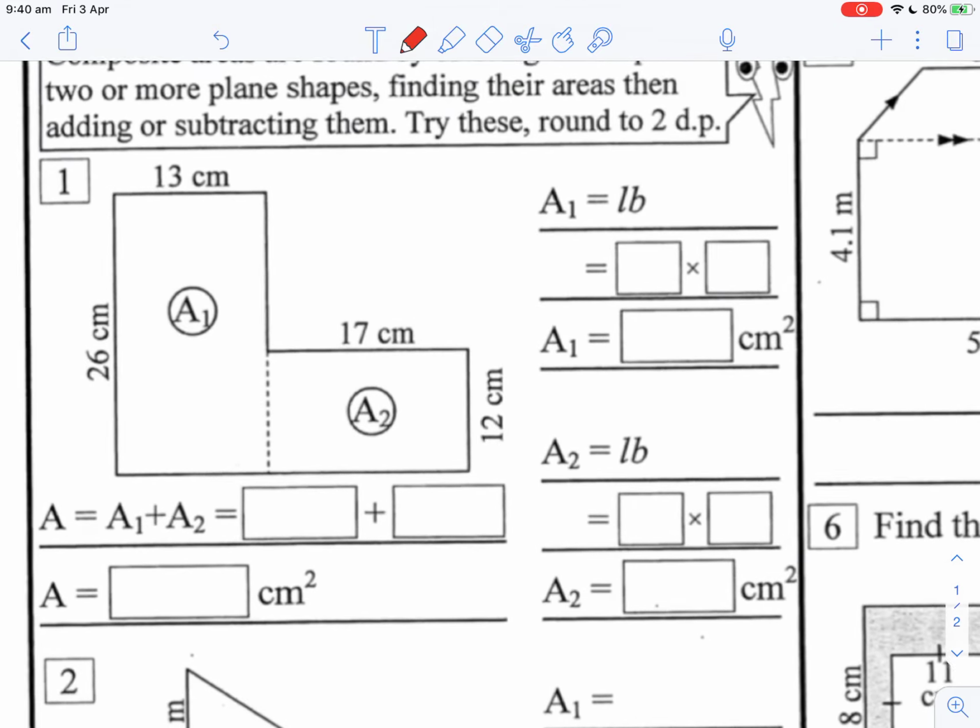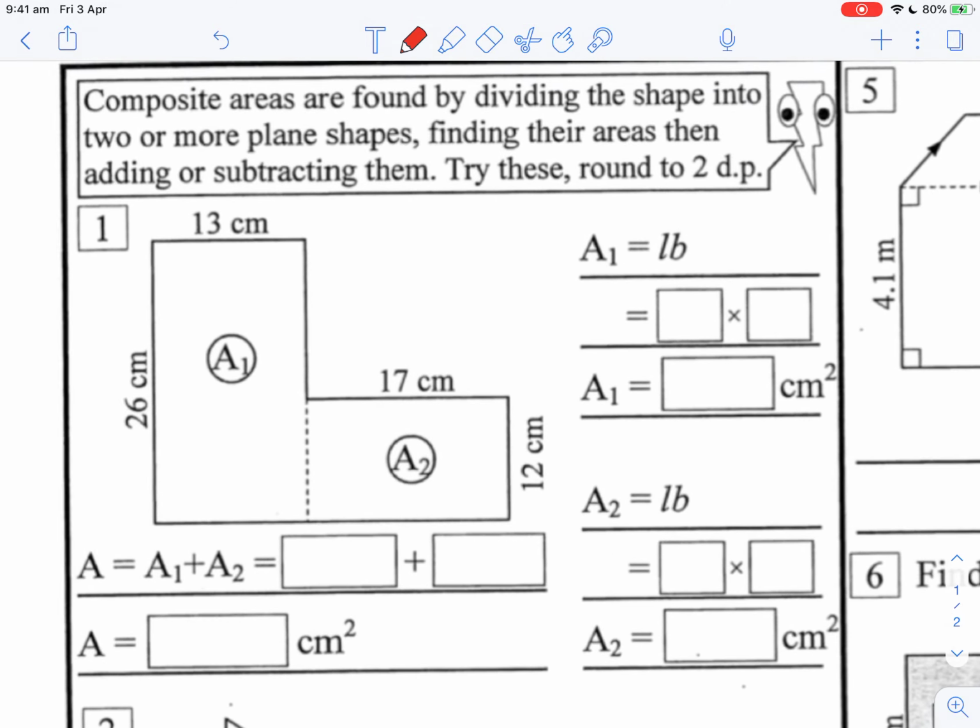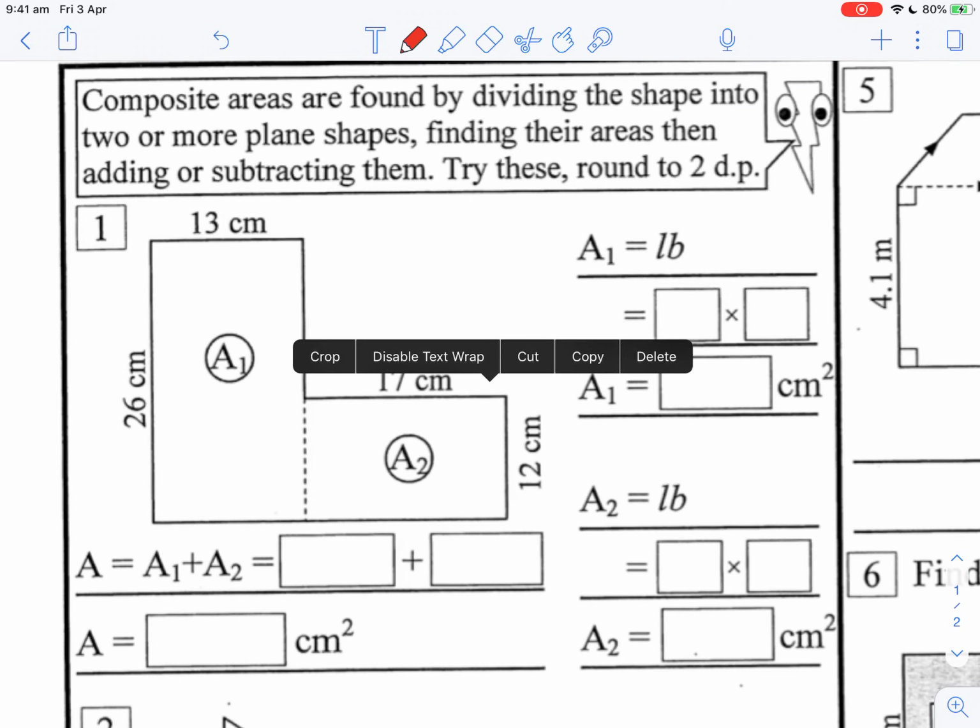Sometimes these worksheets are a little bit messy the way that the author likes you to set them out. I don't actually care how you set them out, as long as you roughly show me what you've done and you get the final answer in order. So if we were looking at this one, we've basically got two rectangles.